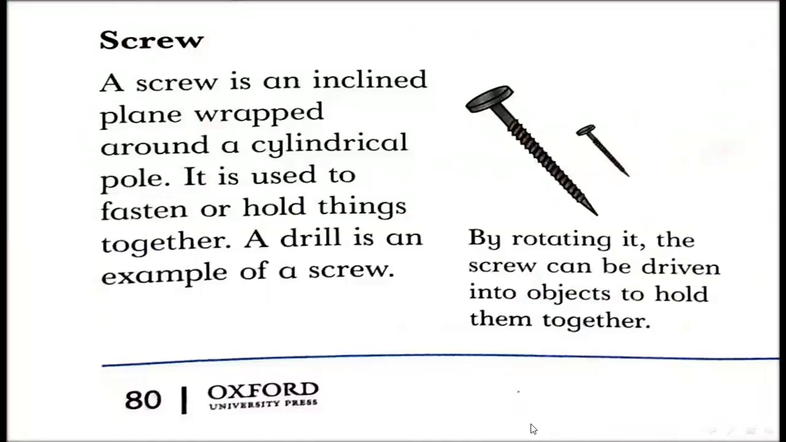Next is screw. A screw is an inclined plane wrapped around a cylindrical pole. It is used to fasten or hold things together. A drill is an example of a screw. See here, by rotating it, the screw can be driven into objects to hold them together. So what is a screw? A screw is an inclined plane wrapped around a cylindrical pole. It is used to fasten or hold things together. And drill is the best example of a screw.